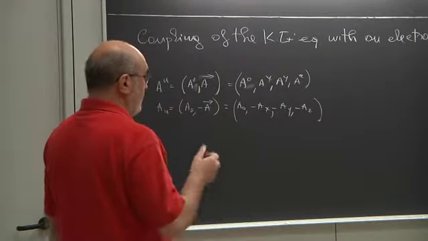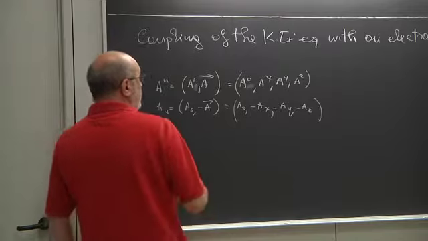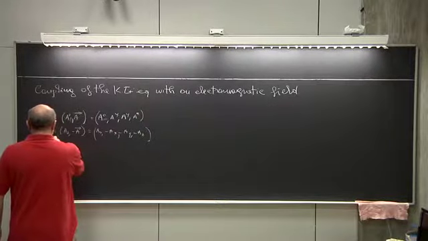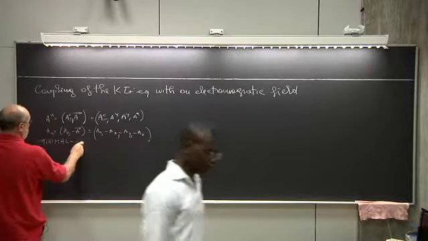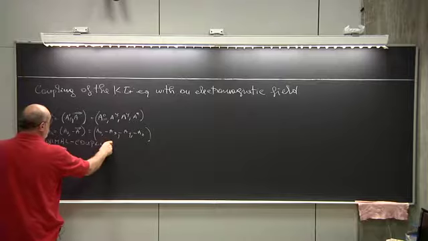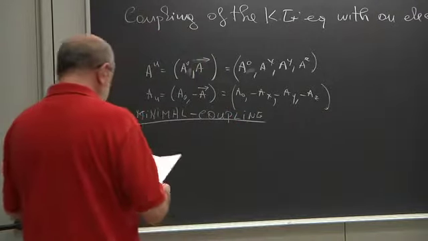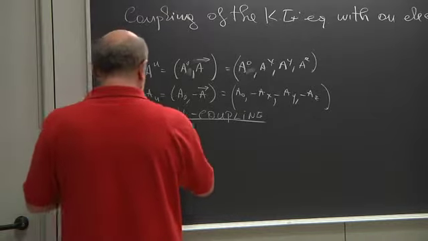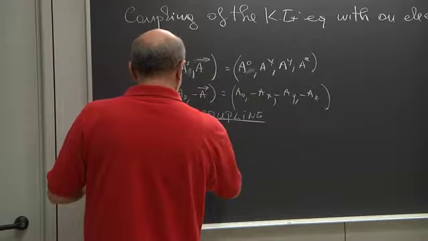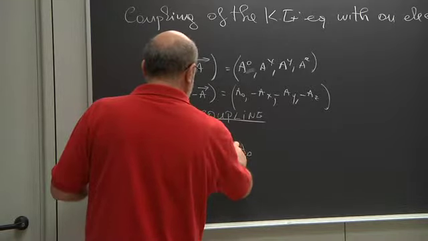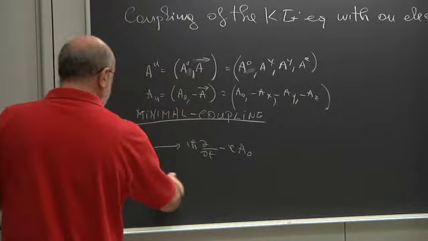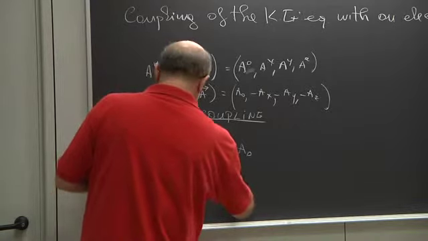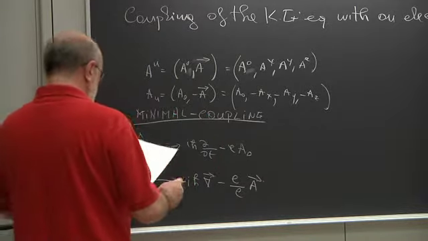Now, if there is an electromagnetic field, how do we couple it? Well, we use the same trick you have used in the Schrödinger equation. That means the minimal coupling. And the minimal coupling means, well, what is the analog of the energy, the derivative with respect to time, goes into i h d/dt minus e A0. e is the electric charge. And the momentum goes into minus i h gradient minus e over c A. So this is the minimal coupling scheme.